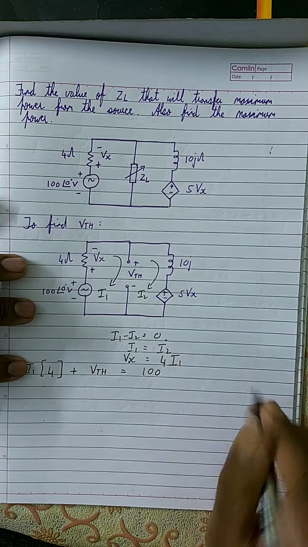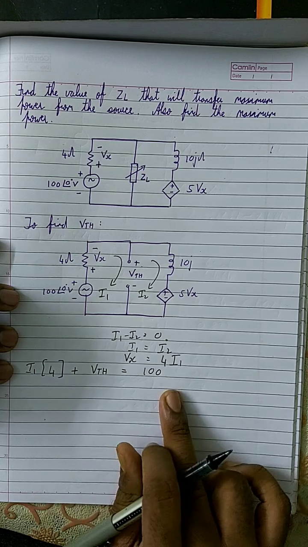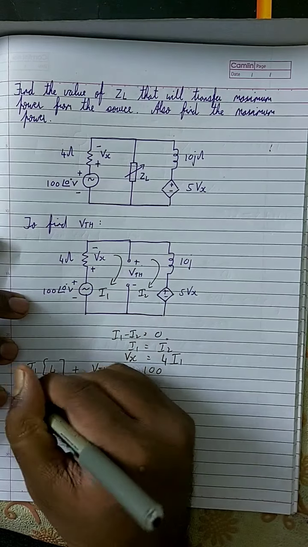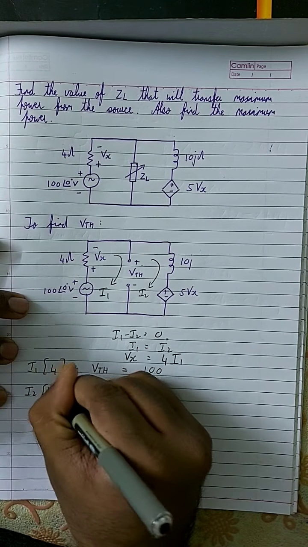Okay, this is the equation: I1 into 4 plus VTH is equal to 100. Now you write the equation over here, and the equation over here is I2 into 10J.